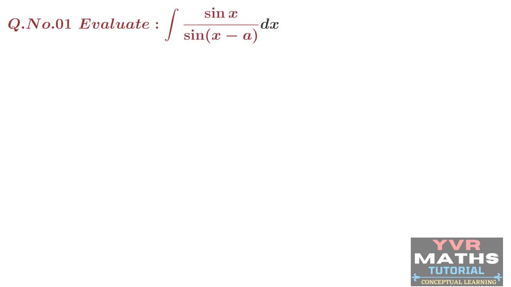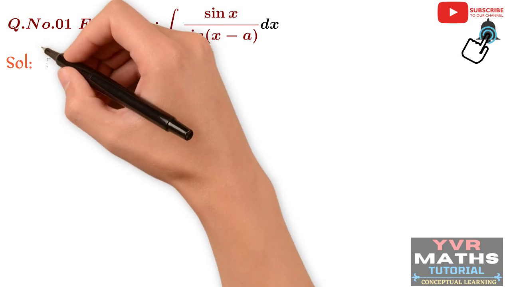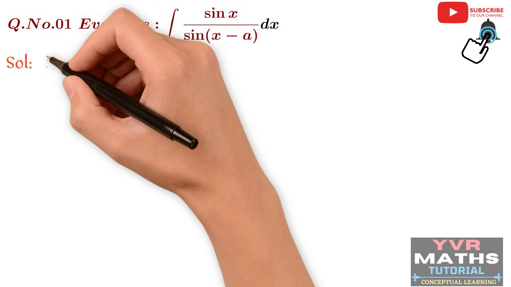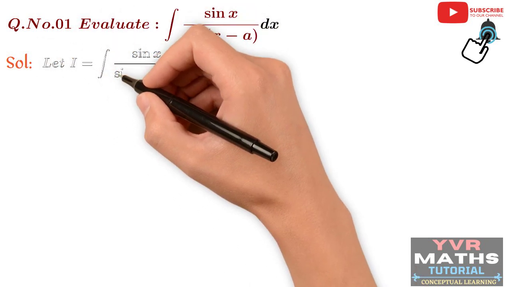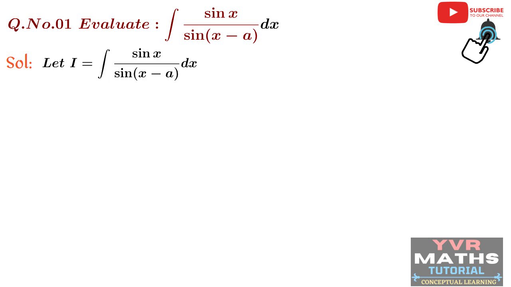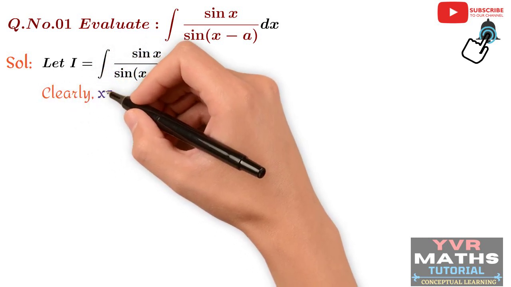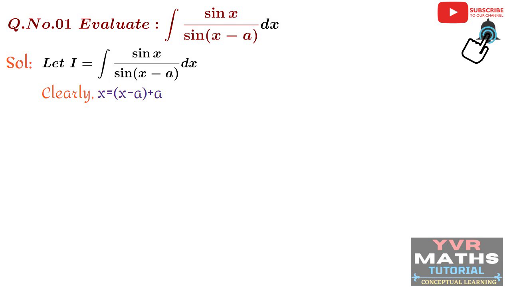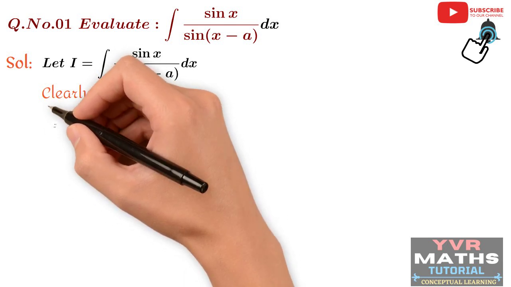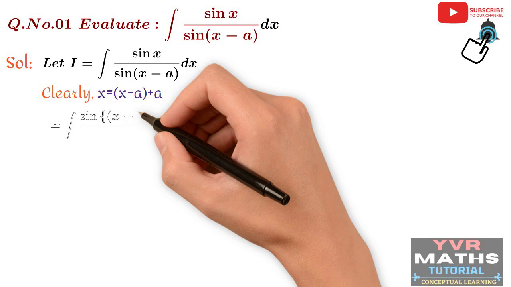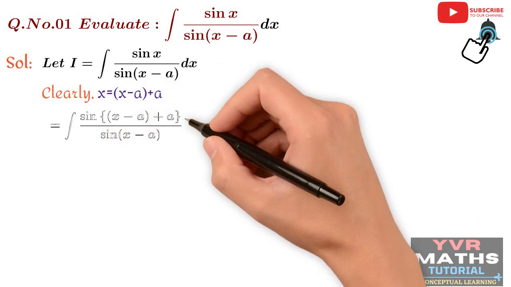See here, evaluate integral sin x by sin of x minus a dx. Let us discuss the solution of this one. First of all, I will consider the given integral as capital I. Then let I is equal to integral sin x by sin of x minus a dx. If you observe here, in the numerator of this integrand, the angle of sin is x. So for this angle, I am going to add the constant a and subtract the constant a. Then the next step is integral sin of x minus a plus a by sin of x minus a dx.